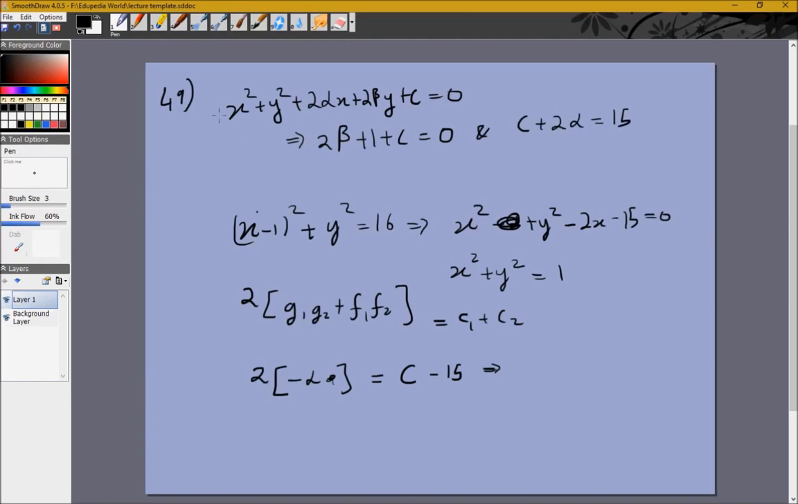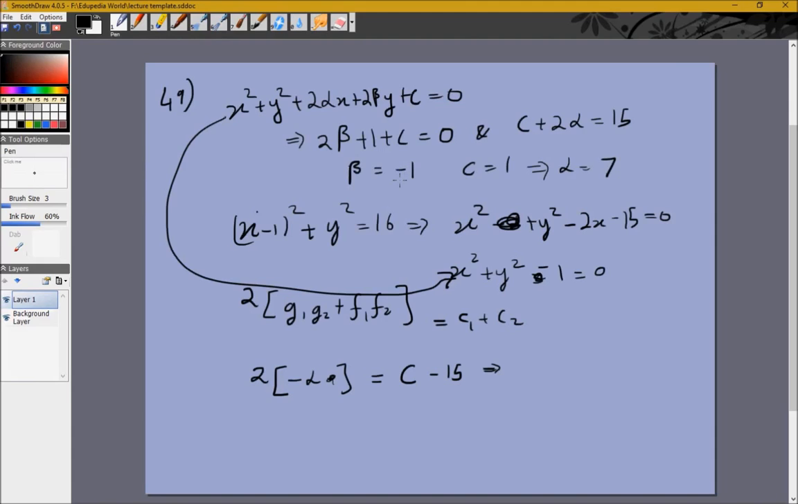And orthogonality between this and this one, g1 and g2 and f2 are both 0, so the LHS is 0. The RHS is c minus 1. C minus 1 is 0, means c is equal to 1. C is equal to 1 means alpha is equal to 14 by 2 or 7. And c is equal to 1 here means 2 beta plus 2 is 0, or beta is equal to minus 1.